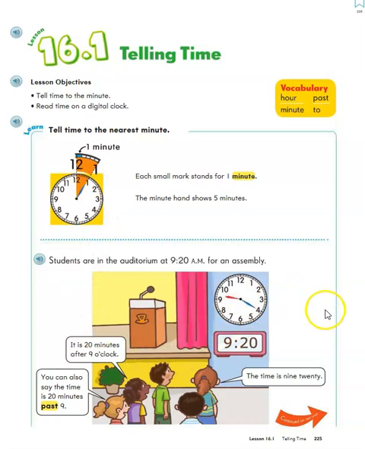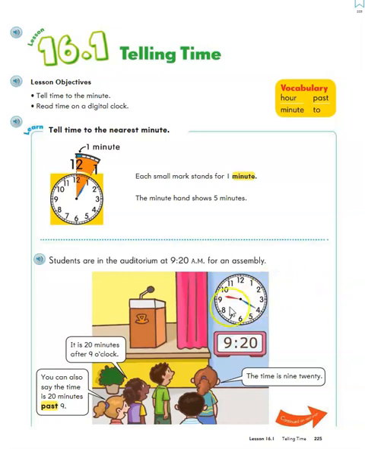Okay, down below it says students are in the auditorium at 9:20 a.m. for an assembly. Hopefully you remember a.m. is all of our morning activities. So that is from 12 o'clock midnight. That's when a.m. starts, and it goes all the way up to 12 o'clock noon.